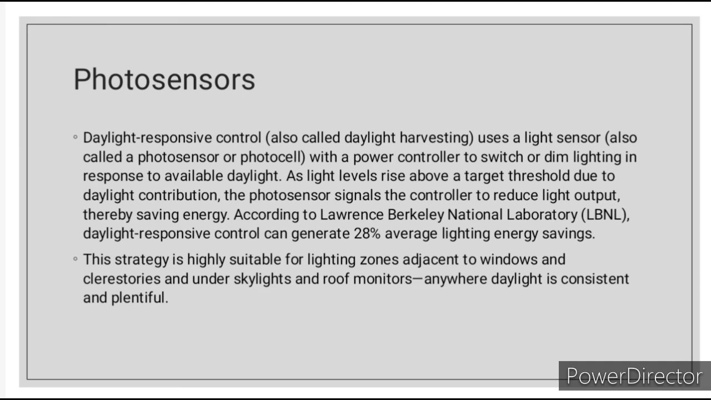According to Lawrence Berkeley National Laboratory, or LBNL, daylight responsive control can generate 20% average lighting energy savings. This strategy is highly suitable for lighting zones adjacent to windows and clerestories, and under skylights and roof monitors, anywhere daylight is considerable and plentiful.